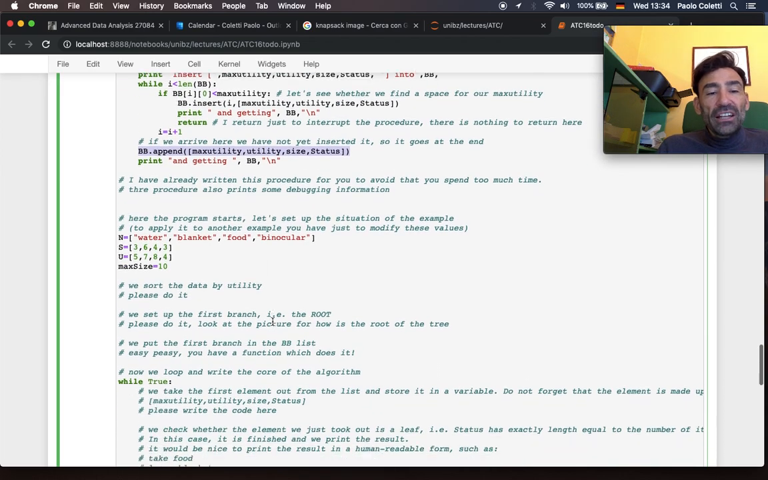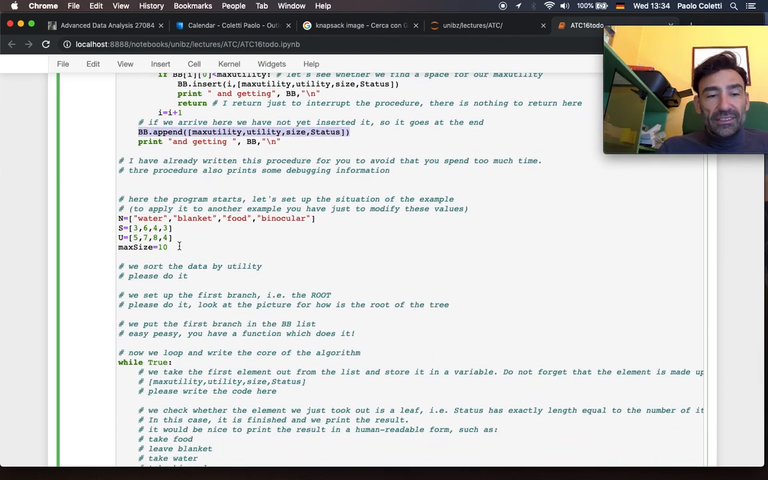Okay, finally the program. Here is the starting situation. Okay. I've decided not to ask you to write a procedure, you write directly a program. In case you want to change the example, you just change this data here. You don't need to change the rest of the program, just change this data here. You could write a procedure, but let's write a program, it's easier.